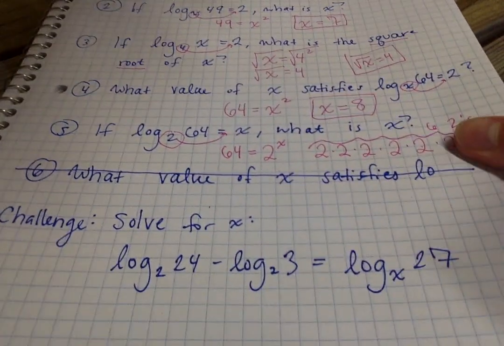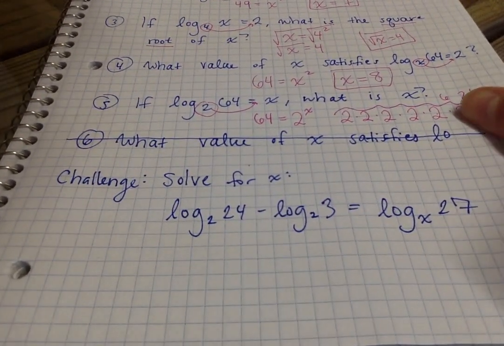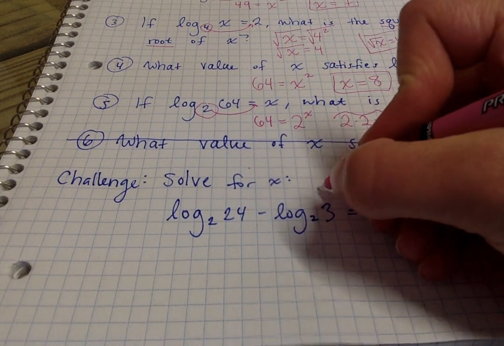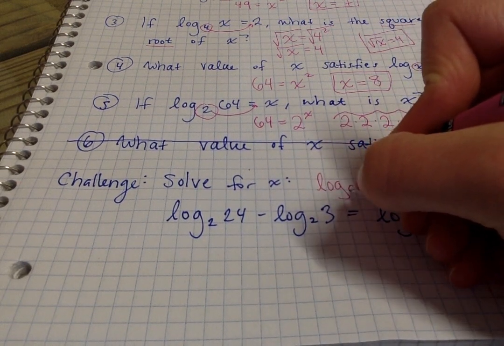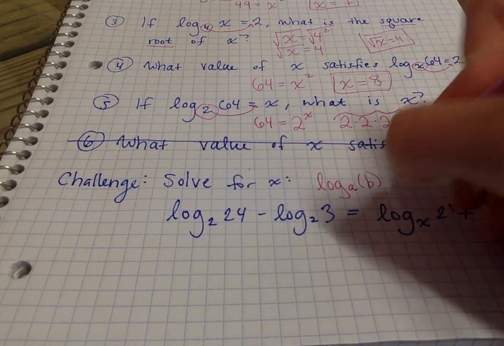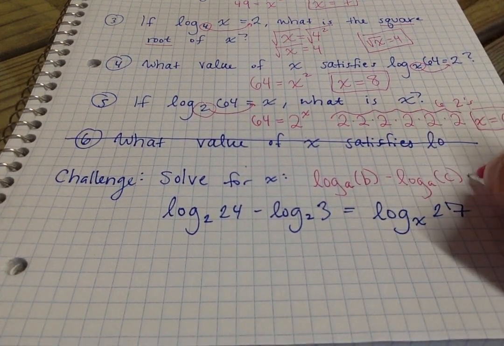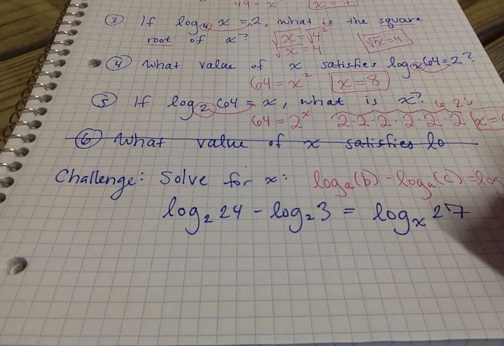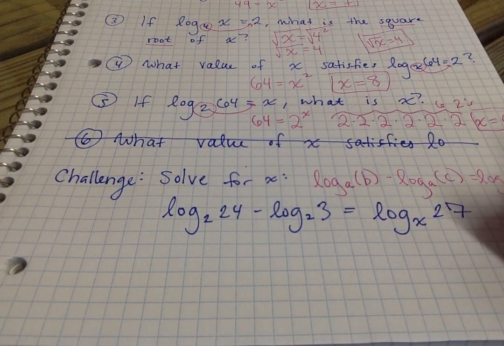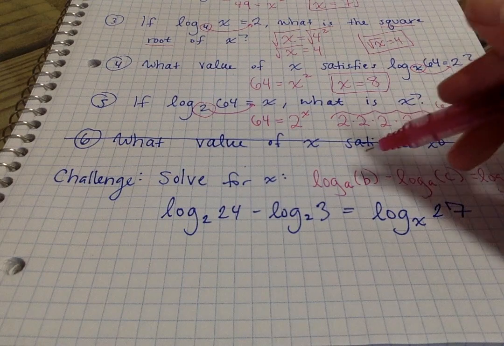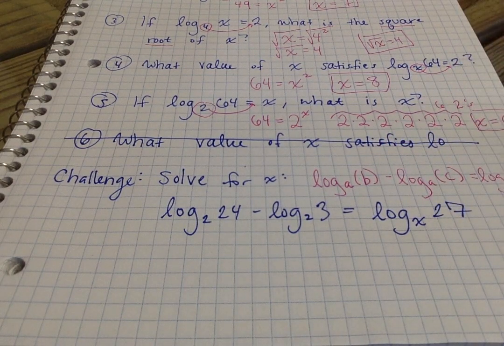Okay, challenge problem. So this is where we need the rules of logarithms. And rules of logarithms state that log base a of b minus log base a of c equals log base a of b divided by c. That is because of the rules of exponents. It's because whenever we divided terms, you might remember, we subtracted the exponents. So that's where this comes from.